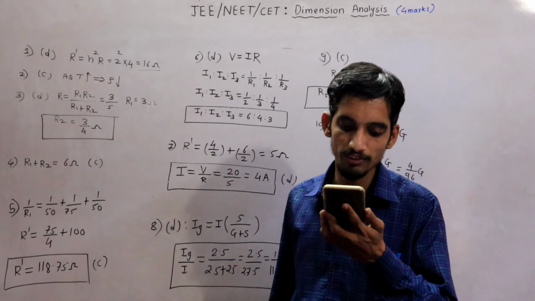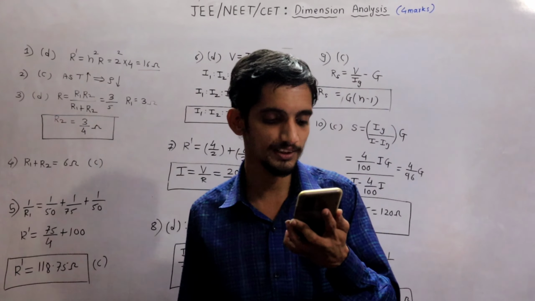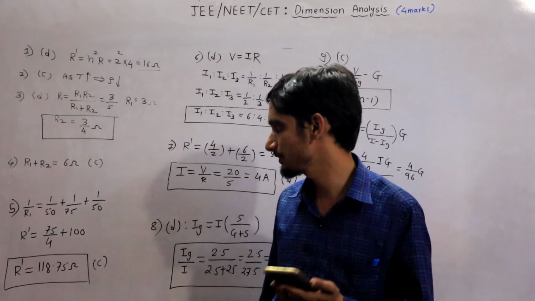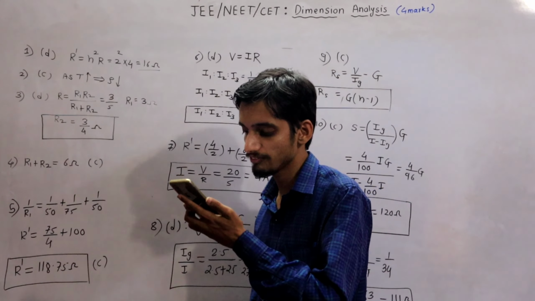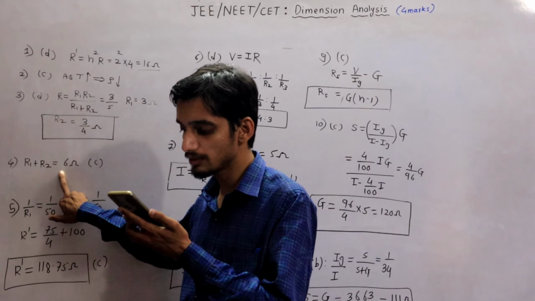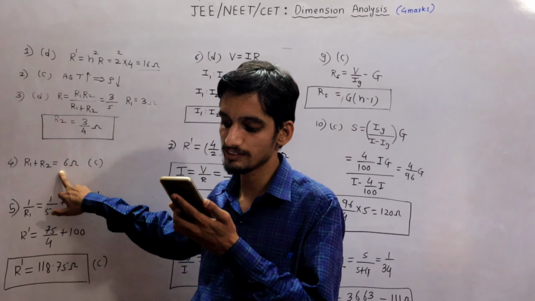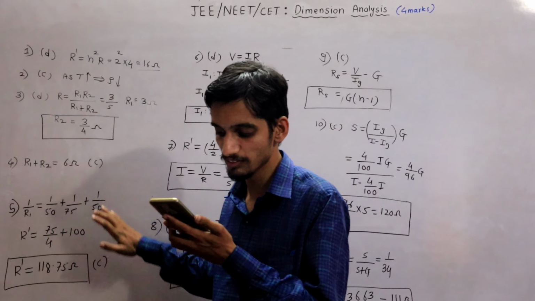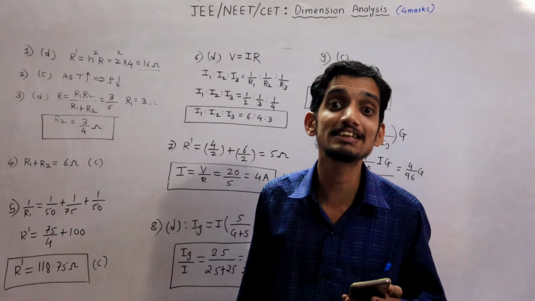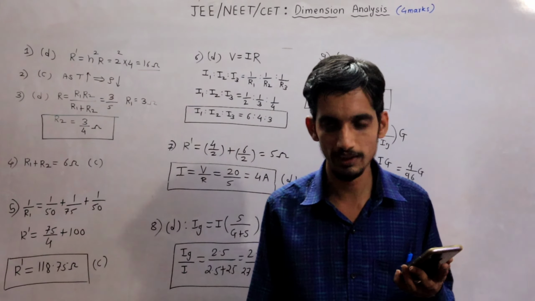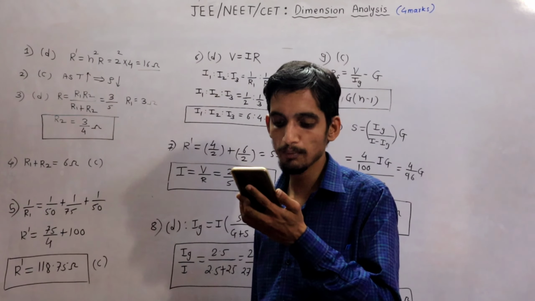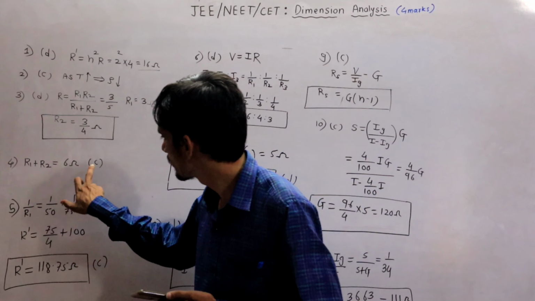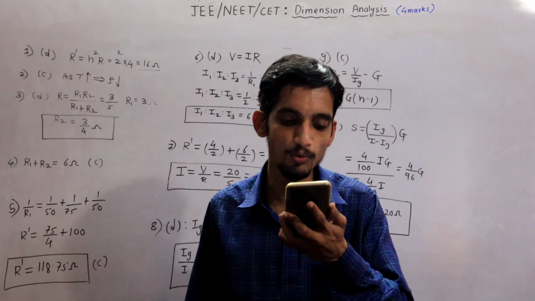Question number 4. The equivalent resistance of resistors connected in series is 6 ohm and parallel equivalent resistance is 4 by 3 ohm. What are the values of resistance? Again, in case of question number 4, when they are connected in series the equivalent resistance is 6 ohm. So R1 plus R2 is equal to 6 ohm. And their parallel combination R1 R2 by R1 plus R2 is 4 by 3. So if you solve this, you get C as the answer for this question, that is 4 and 2.